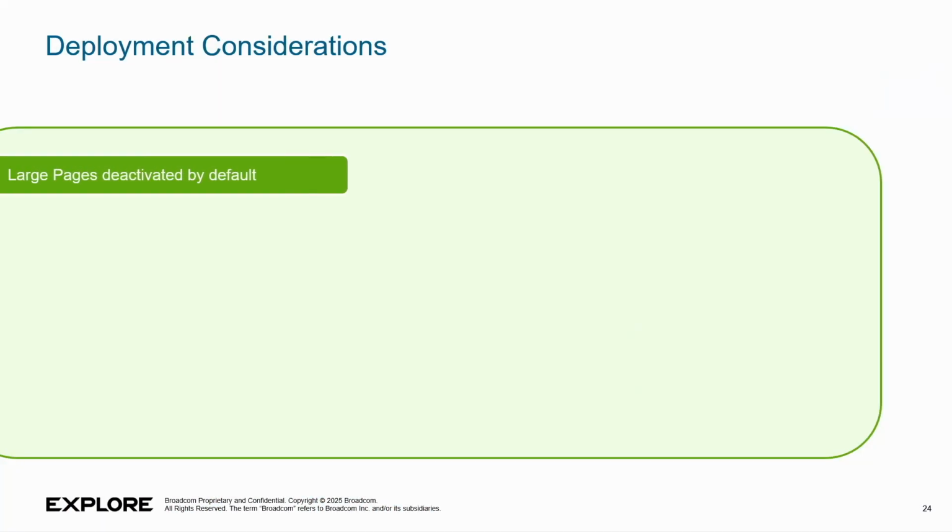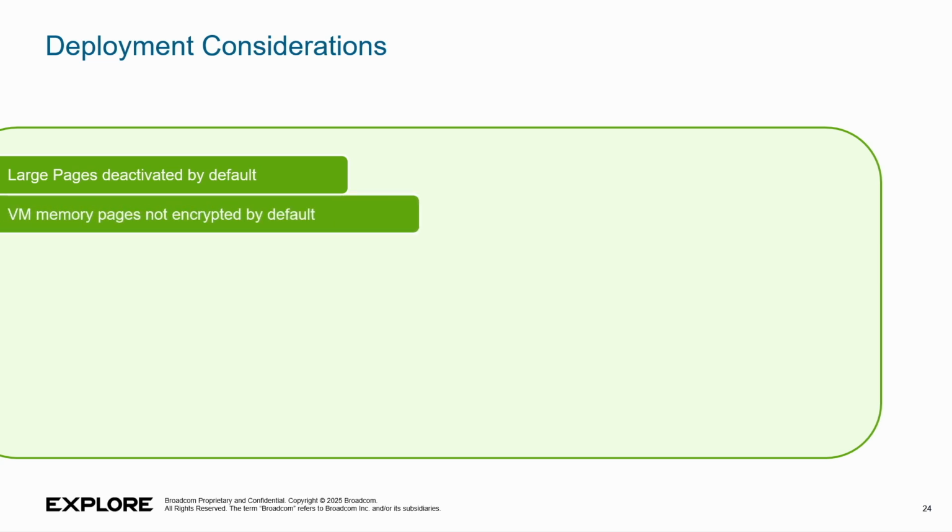Other considerations. Large pages are deactivated by default. Those are VMs with large pages of 1 gig or over. They're not activated by default. They're not encrypted, and we talked about encryption, right? So when you enable memory tiering, all those pages going into NVMe and coming out of NVMe are not going to be encrypted, but you have the option to do that at the host level or at the VM level.